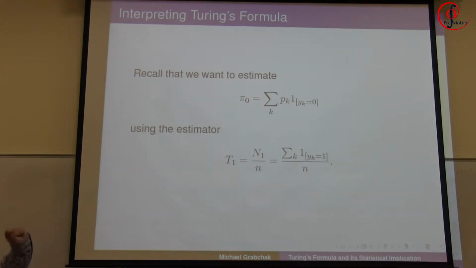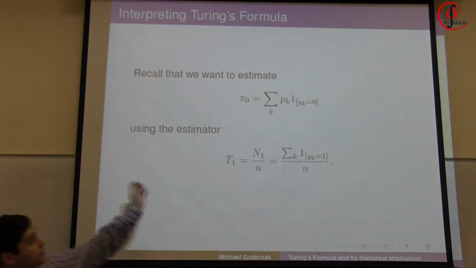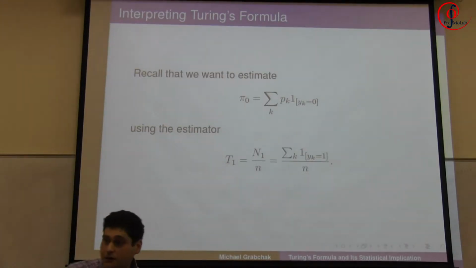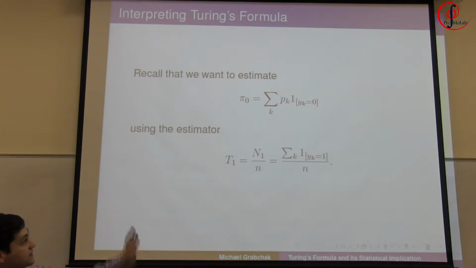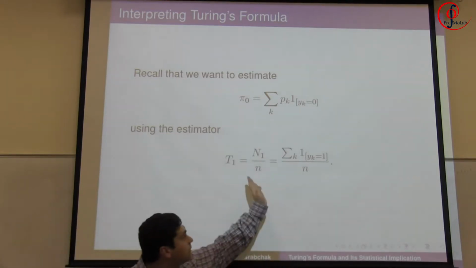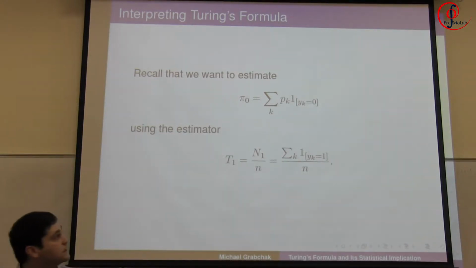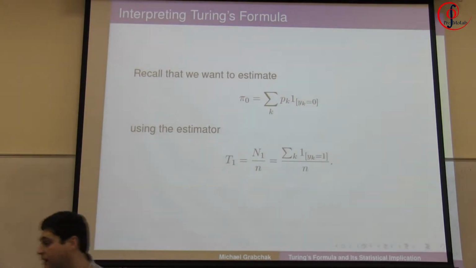Okay, so again, we want to estimate the sum of all the probabilities for letters that we have not observed, and our proposed estimator is this Turing formula, which is the number of observations we've seen exactly once divided by the sample size. So how can we interpret this formula?